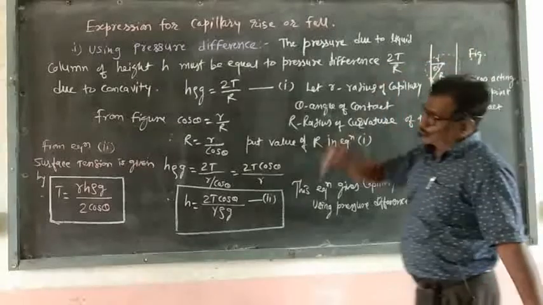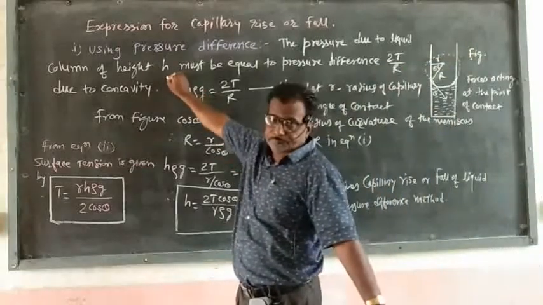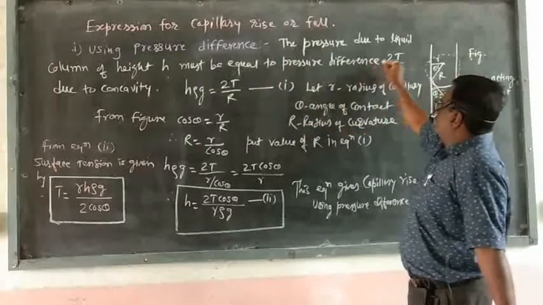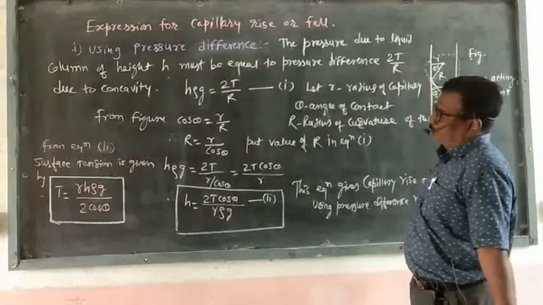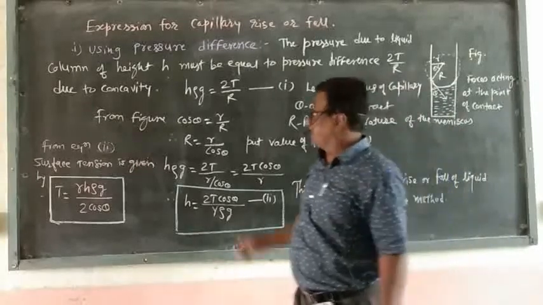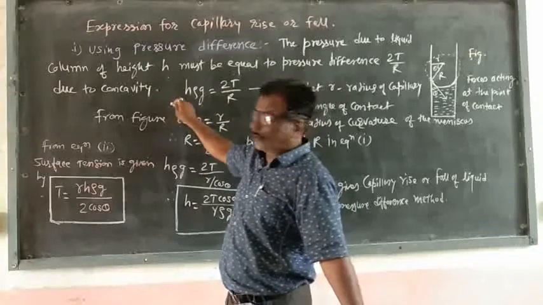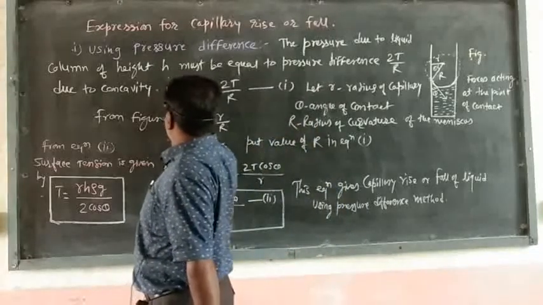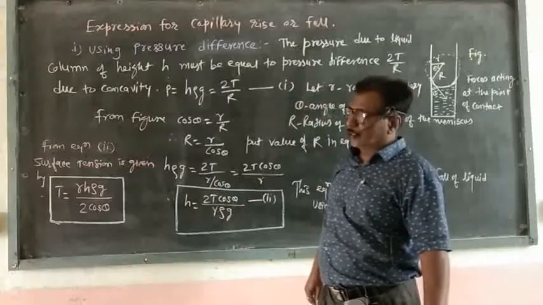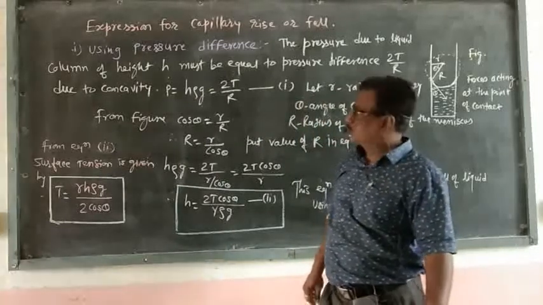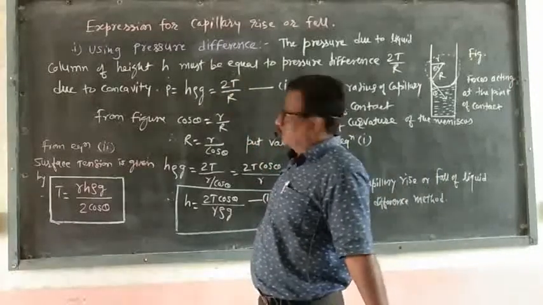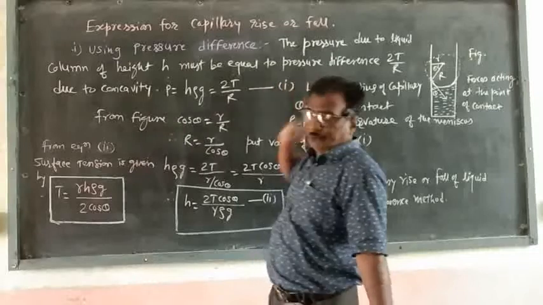We know that the column of height h must be equal to the pressure difference 2T upon R due to the concavity. So we write here pressure P equal to h rho g. h is the barometric height, rho is the density, g is the acceleration due to gravity. It is equal to 2T upon capital R. So call this equation number 1.